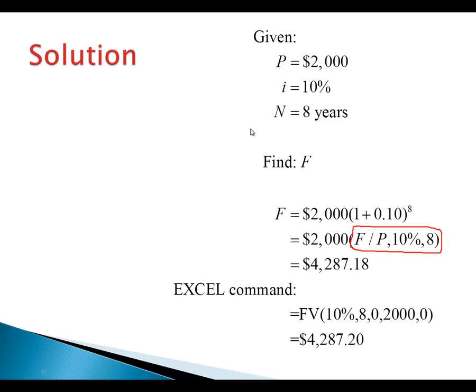The first way is the mathematical calculation. The second way, which is using the Excel sheet, as we learned before, and the third way is using the factor, or calculating the factor from the tables in the back of the book and multiplying that with the P value to get the future value. So those are three different methods of calculation for the same value.